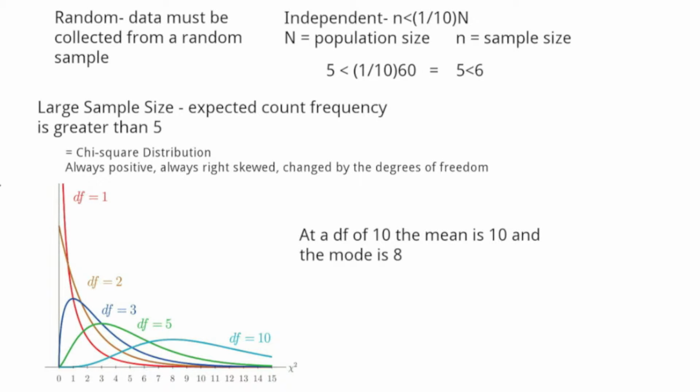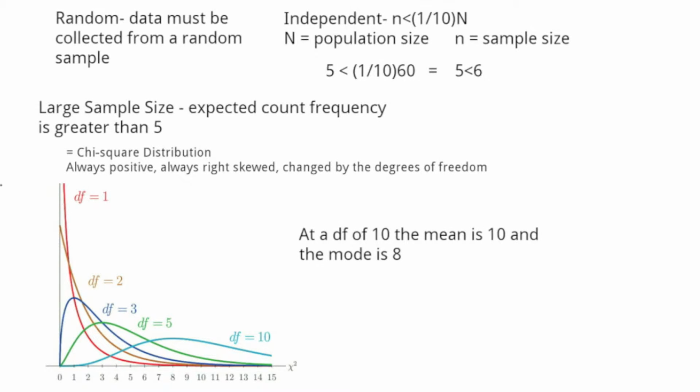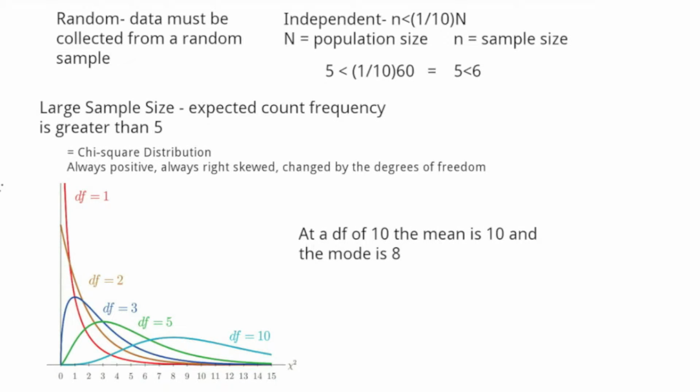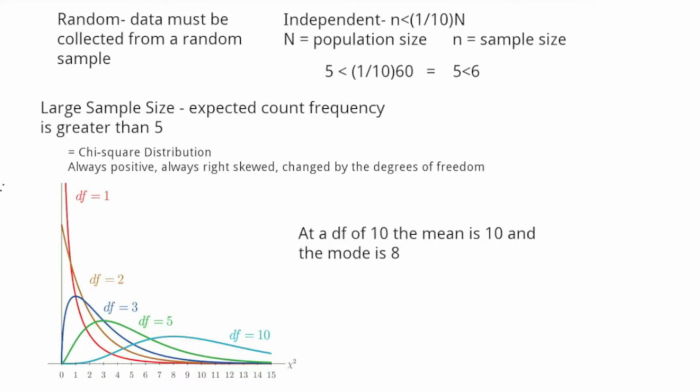Finally, the degrees of freedom of a distribution can show several things about the distribution. 1. The mean is equal to the degrees of freedom, and 2. The peak or mode of the distribution is at degrees of freedom minus 2. So if the distribution has a degree of freedom of 10, the mean is 10 and the mode/peak is 8.